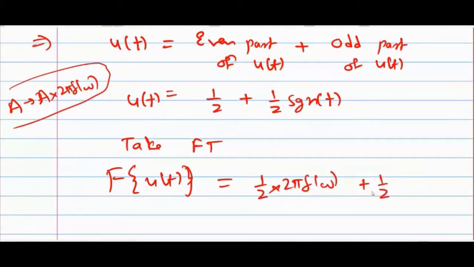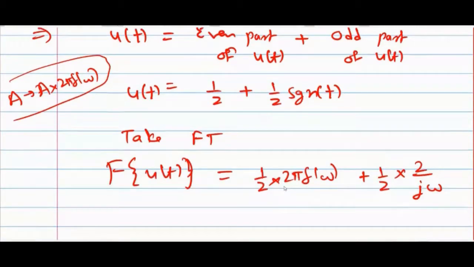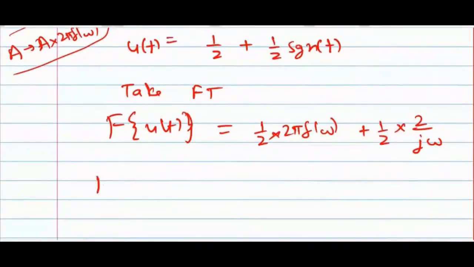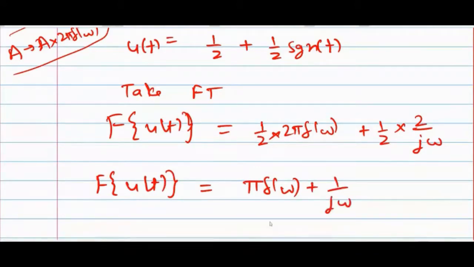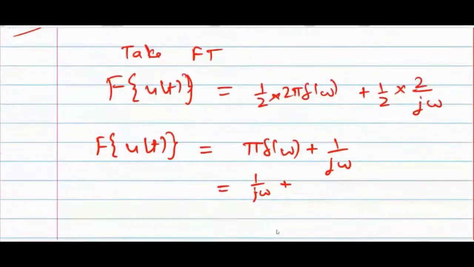What is Fourier transform of signum t? Just now we have seen signum t has Fourier transform 2 divided by j omega, because 1 by 2 is a constant and signum t Fourier transform is 2 divided by j omega. So 2 cancel. So final answer is Fourier transform of unit step signal is pi delta omega plus 1 upon j omega, or 1 upon j omega plus pi times delta omega.